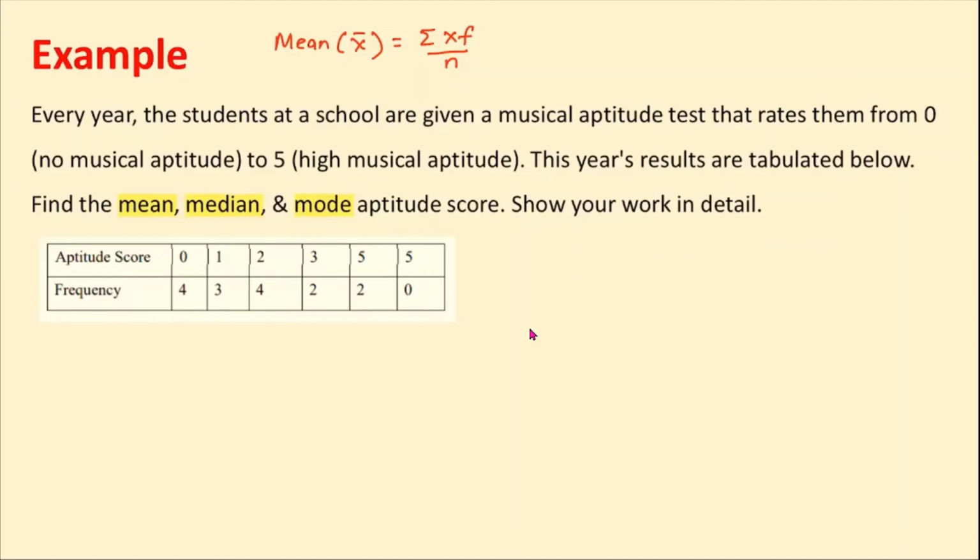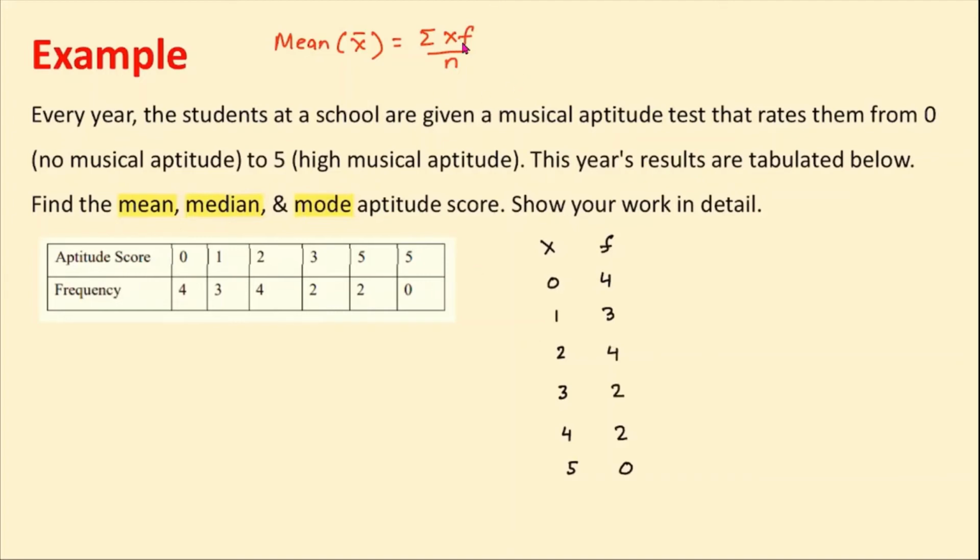Okay, we have the data value x. These are scores from 0 through 5: 0, 1, 2, 3, 4, and 5. We have frequencies 4, 3, 4, 2, 2, and 0.